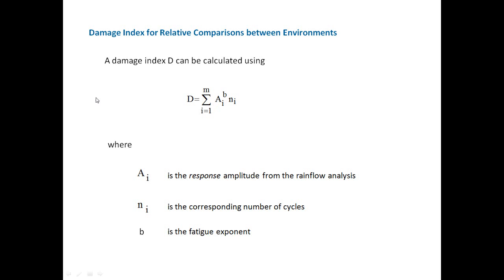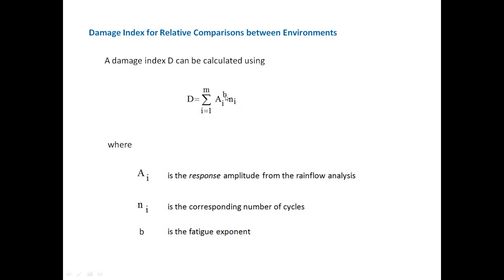Then the corresponding number of cycles. This is going to be a binary number, either 0.5 or unity, because each rainflow cycle is either going to count as a half cycle or a whole cycle. So we can just take our response time history, run it through our rainflow algorithm, and we'll get the A sub i values and the corresponding N sub i, the corresponding number of cycles. Now here's where our fatigue exponent enters in. And fatigue exponent is really a big deal. Then we take the summation, and that gives us our relative damage.